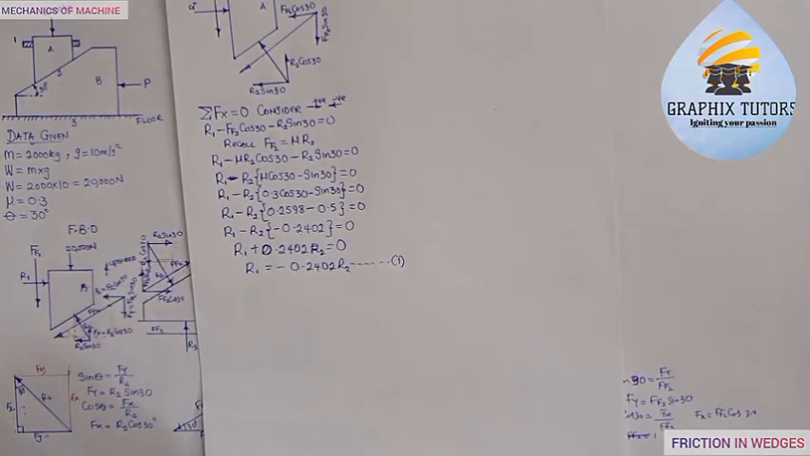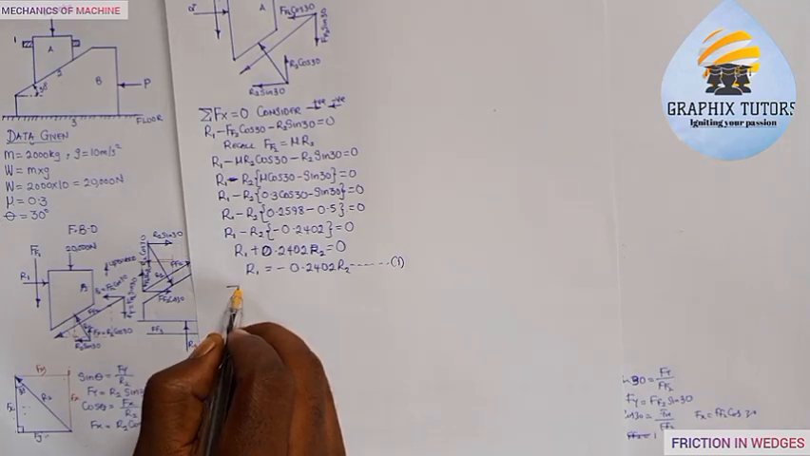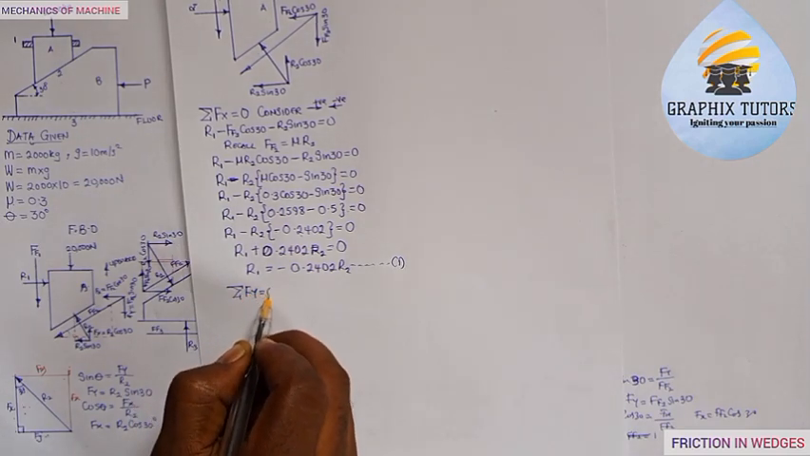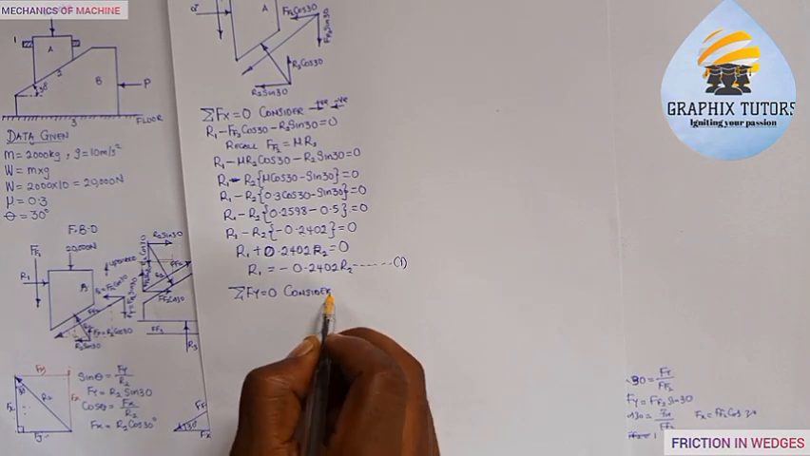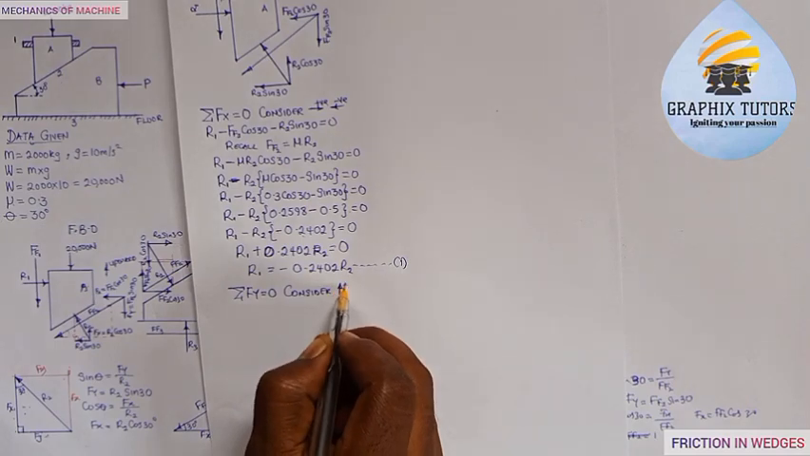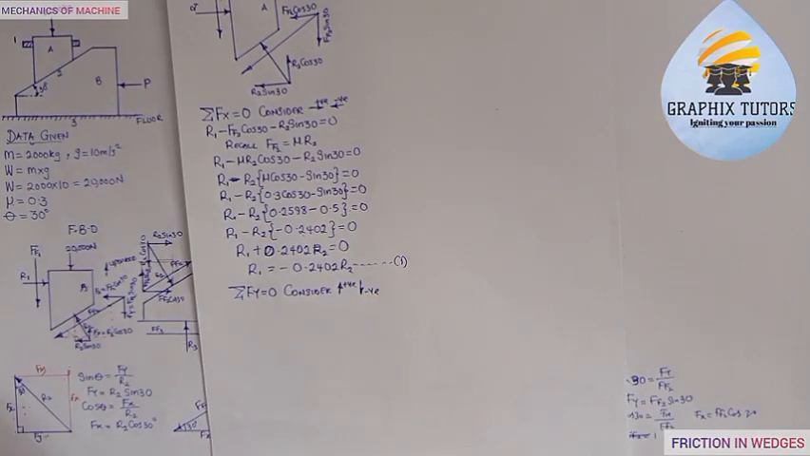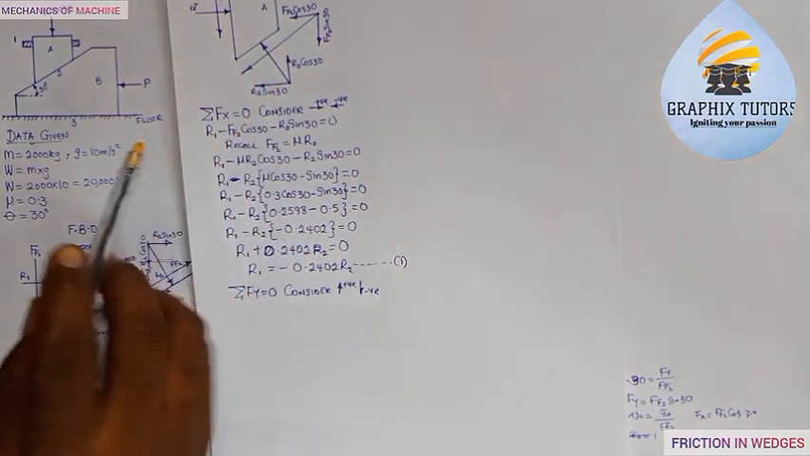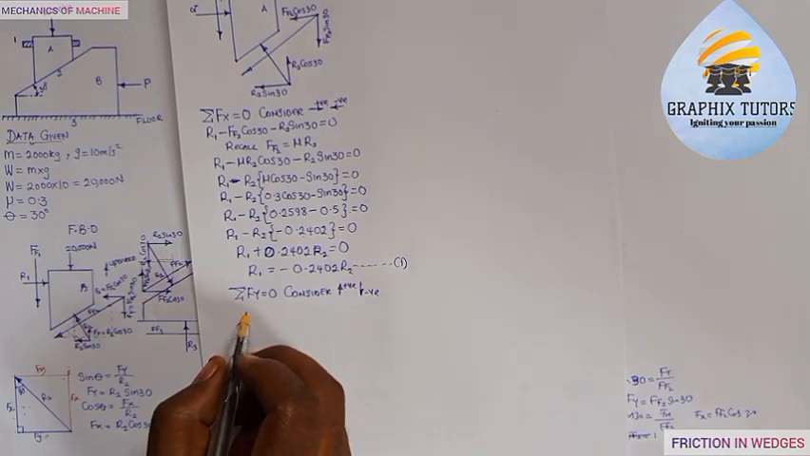The next thing we'll do is for summation of Fy equals 0. We will consider upward force to be positive and downward force to be negative. From what we have here, this is an upward force, and this is a downward force. 20,000 is facing down, so it's negative. So minus 20,000.